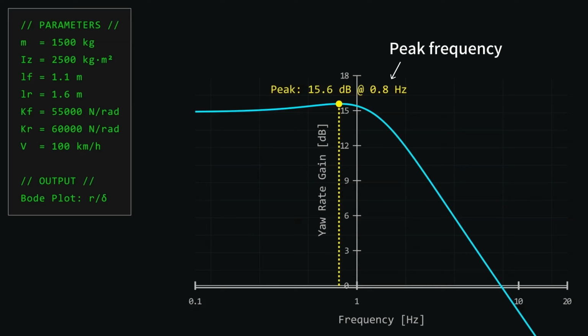Next, at a frequency near zero, we find the vehicle's steady state gain. The difference between this value and the peak gain is used to evaluate the vehicle's convergence. The smaller this difference is, the larger the system's damping ratio, and consequently, the better the convergence.